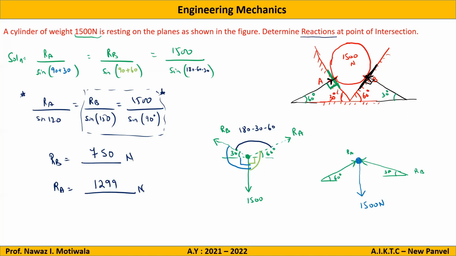The same question was asked for 5 marks. All the problems we did from the start till now were 5 marks, and you can see we can solve them in only 2 steps. One step is to apply Lami's theorem, the second step is the solution. Okay, the last one.